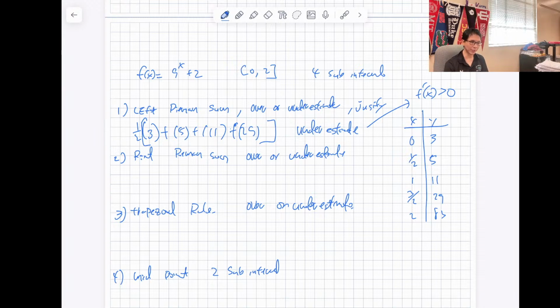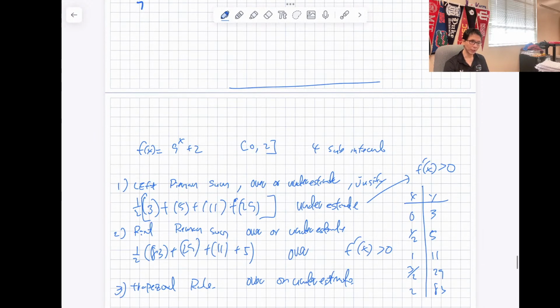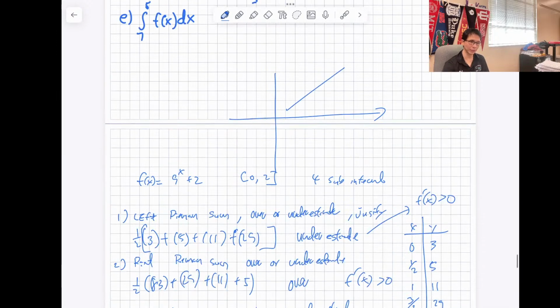And this one is gonna be 1/2 times 83 plus 29 plus 11 plus 5, but I didn't use the first point. Now this one's gonna be over. Again, this is f prime of x is greater than 0, because if you have a function that's going up and you use the right end, you just need to draw 2 trapezoids. That's why I talk about how important drawing is, because drawing helps you figure out the answer right away.